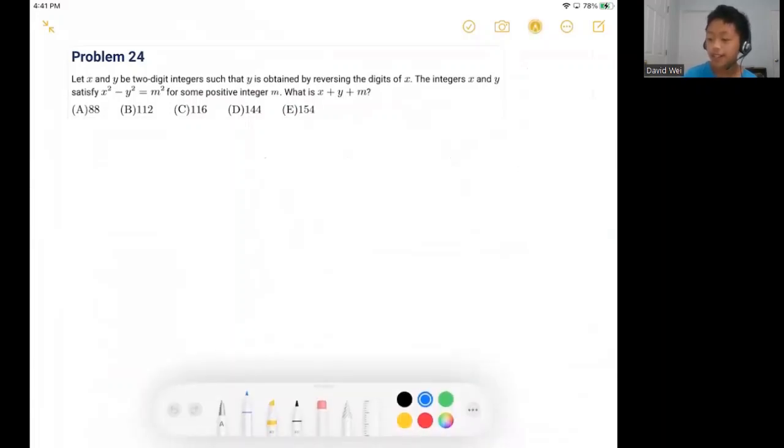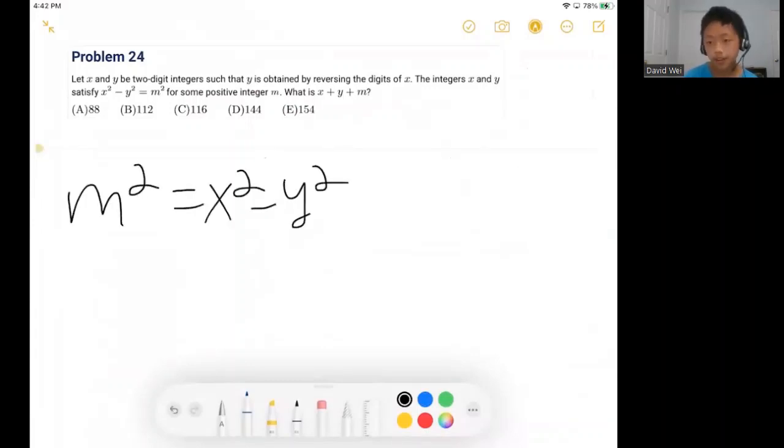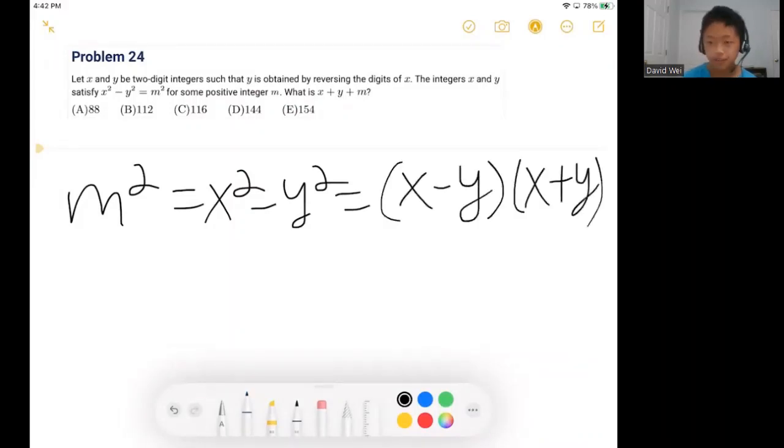So the idea for this is you have m squared equals x squared minus y squared. We see on the right side we have a difference of squares, right? So we can factor this. We can write x squared minus y squared as x minus y times x plus y, just by difference of squares, because factoring is a lot of times helpful.